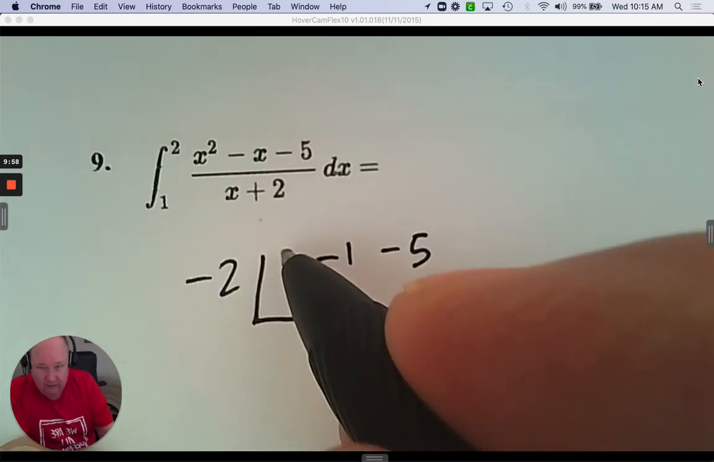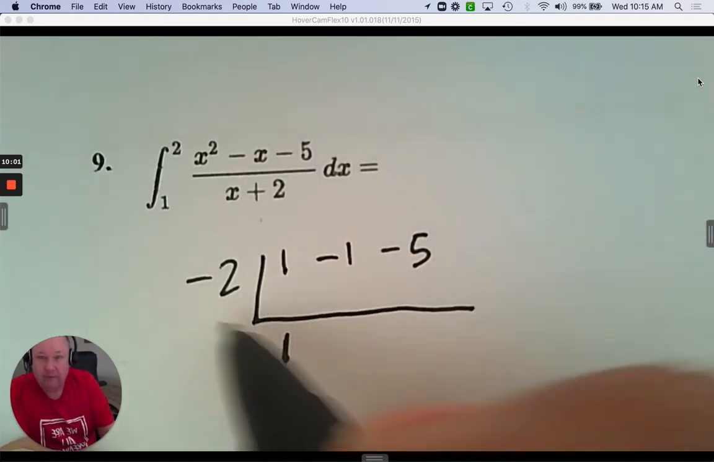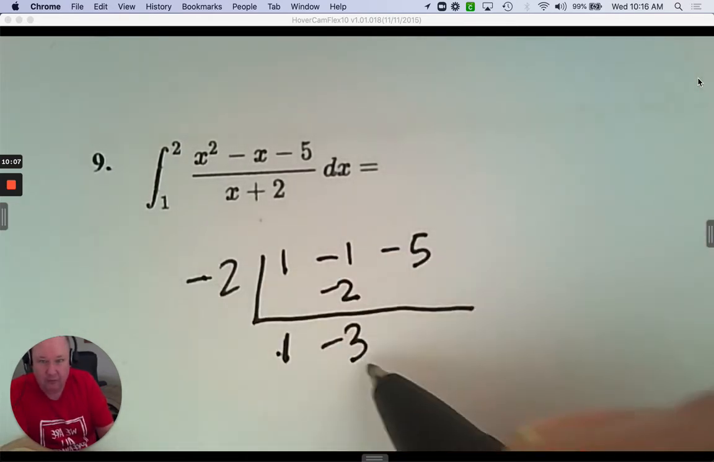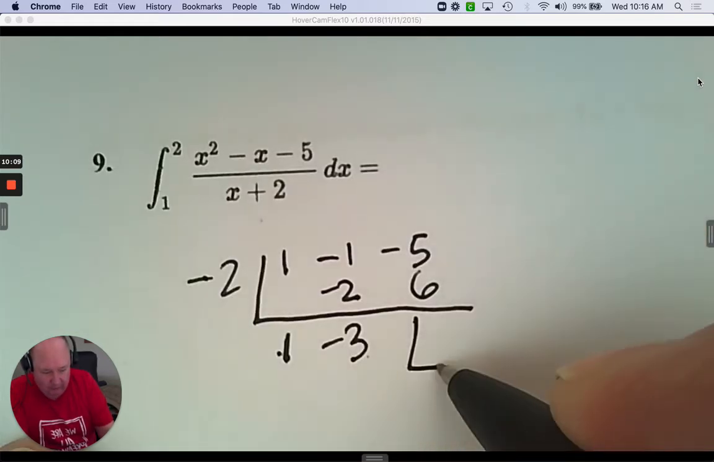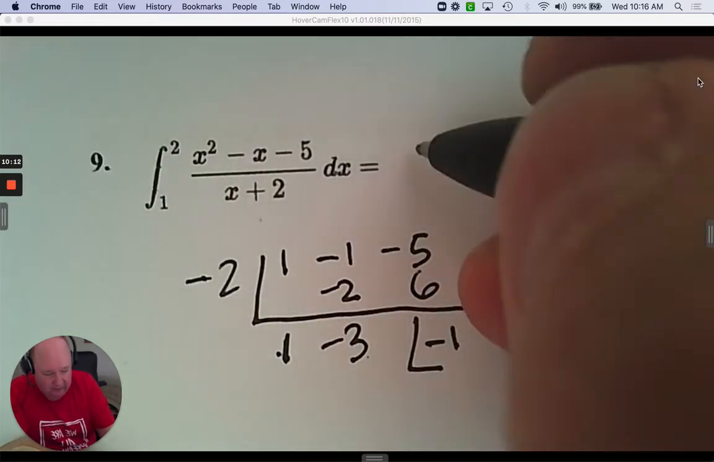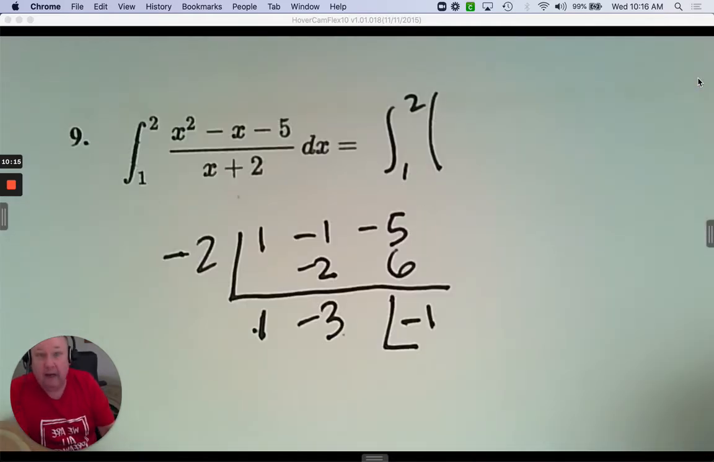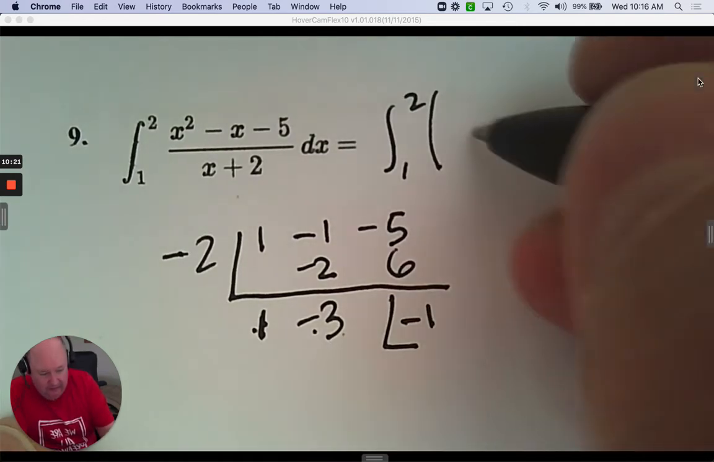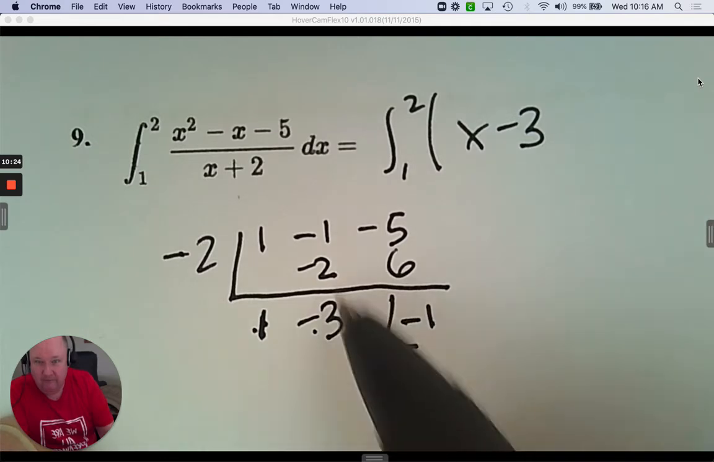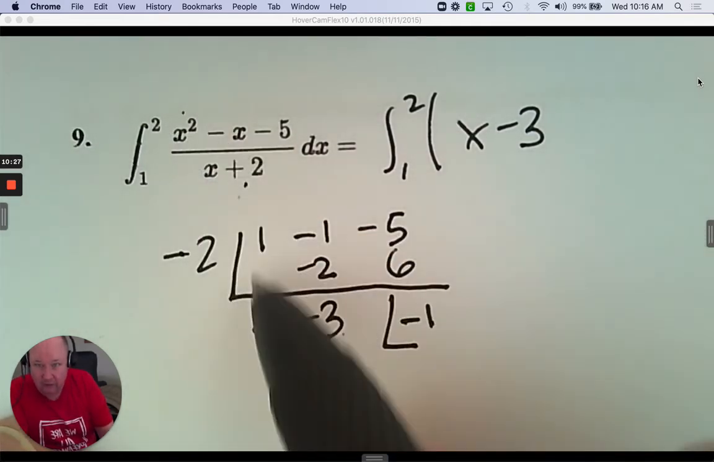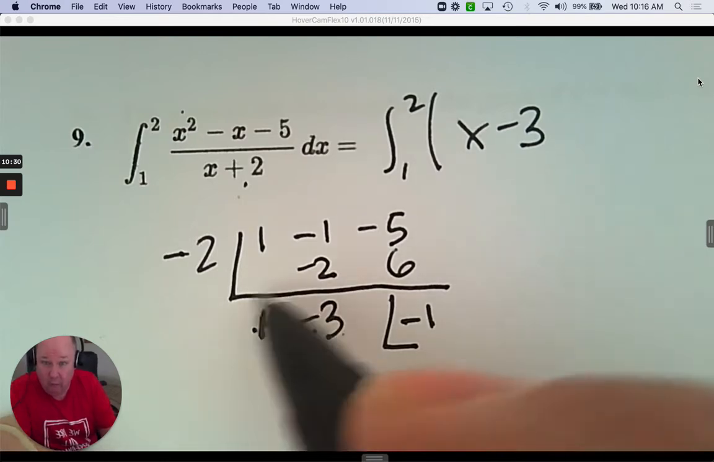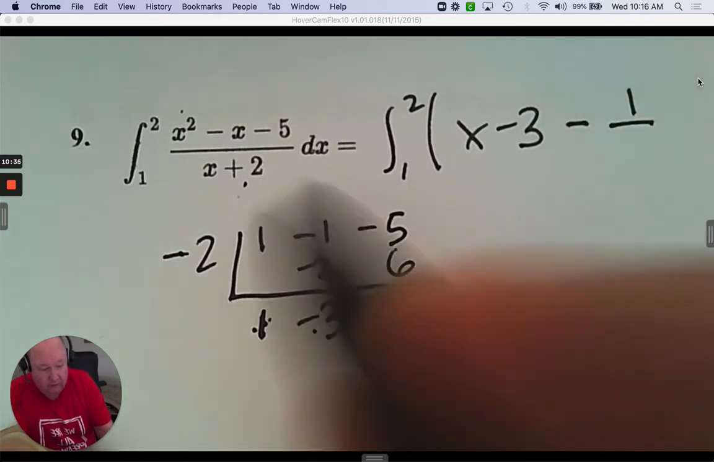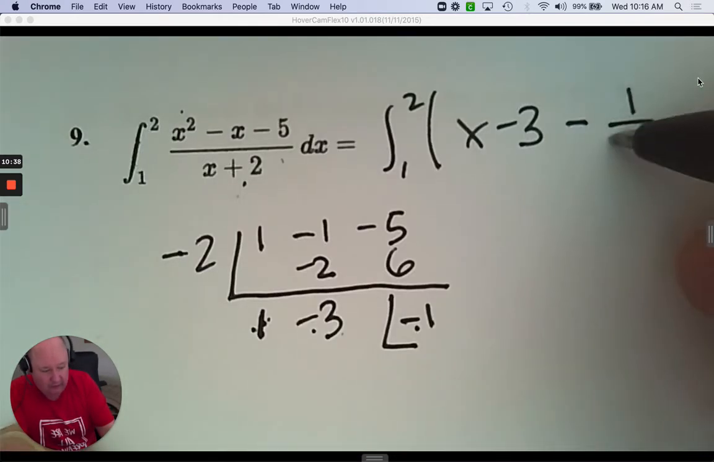And with synthetic, you take the first number and drop it all the way down. Negative 2 times 1 is negative 2. Add, that's negative 3. Multiply, that's 6. And then we have a remainder. So it's important to know how to write this down. Now we don't have one fraction. 1 represents x. Negative 3, that's just a constant. We're dividing. It was x squared, so our answer is going to have a degree of 1. So it starts with 1x, subtract 3, and then this is our remainder. So we go 1 over what we're dividing by, the divisor, which is x plus 2.